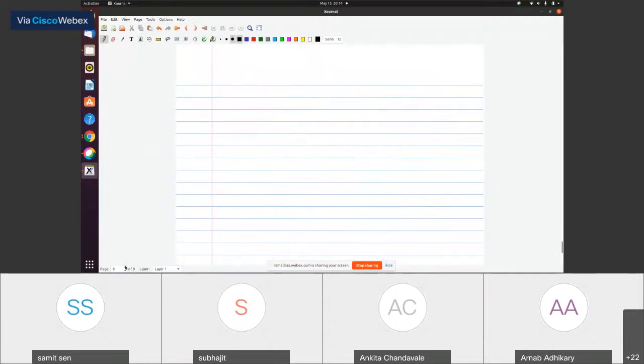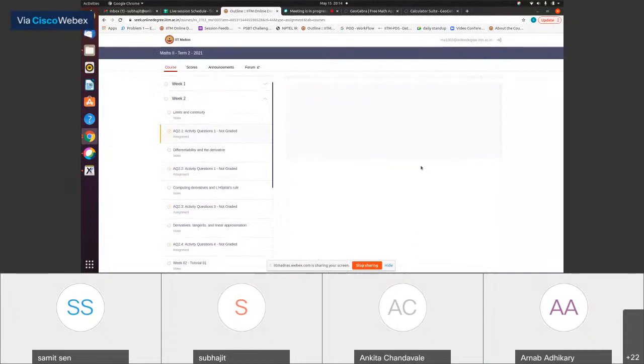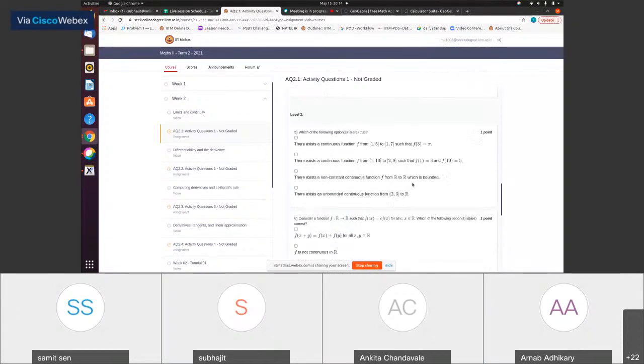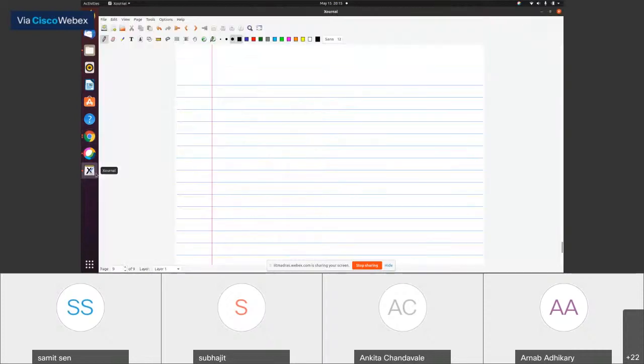Activity 2.1, question number 8. The last one. It is continuous at 0. I think it has been discussed in the discourse many times, right? Sir, it has been discussed in the activity solve with instructor session. Okay, so someone can tell me how to solve it.